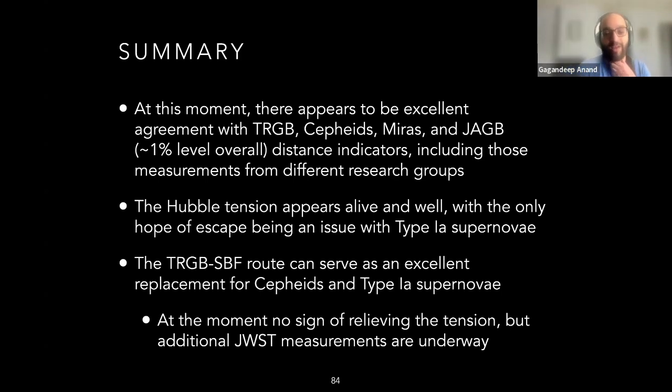And so I think the TRGB and SBF route can serve as an excellent, I'll say replacement here. I don't mean we're getting rid of that ladder. I mean as an extra set of comparison for the Cepheids and Type 1a supernovae, in that it will be independent from them. And so at the moment, I don't see a way of relieving the tension, but we're working on it to see if there's another path out. Otherwise, I think the theorists are going to have to deal with it.